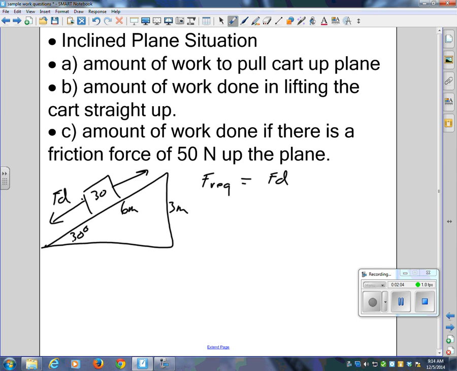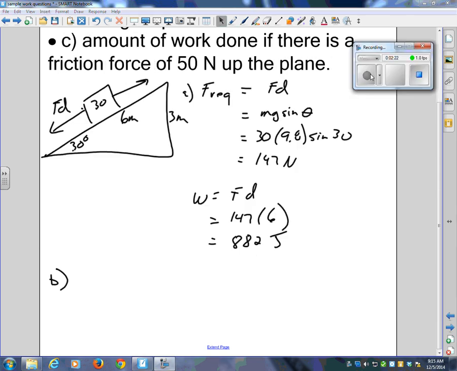So that's simply mg sine theta. 30, 9.8 sine of 30. I get 147 newtons. Yes, you have to solve for work, force times distance, 147 times 6, 882 joules. Okay, so part B now asks, what if you were just to lift that box, or whatever it might be, straight up 3 meters?